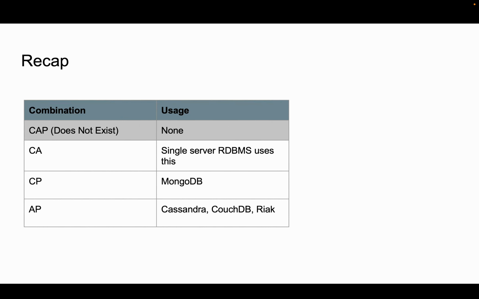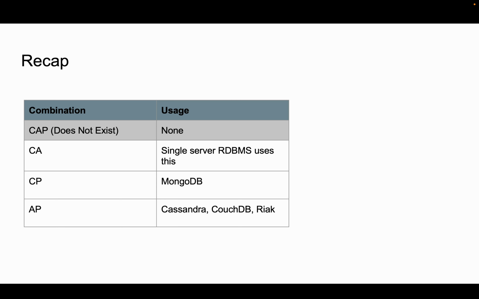Now let's do a recap of what we have discussed so far and what we have understood through the CAP theorem. In the CAP theorem, the combination CAP, which is consistency, availability, and partition tolerance, does not exist because there is no system in existence that can support all three properties. CA is consistency and availability. That is a single server setup, and it's very hard to scale. So its practical usage is very limited.